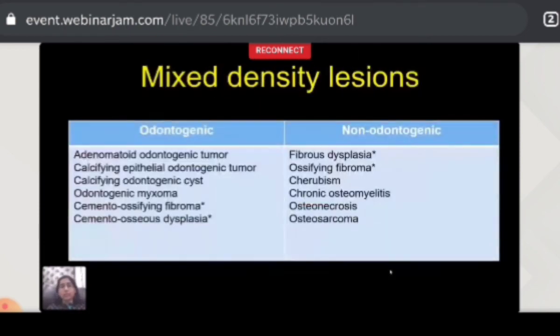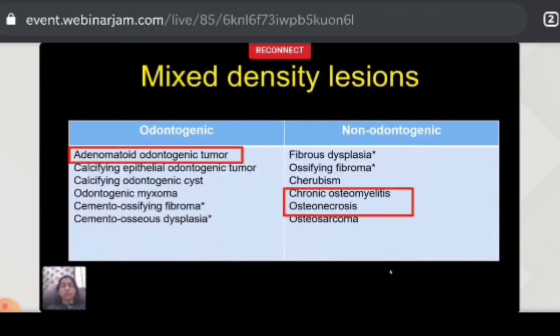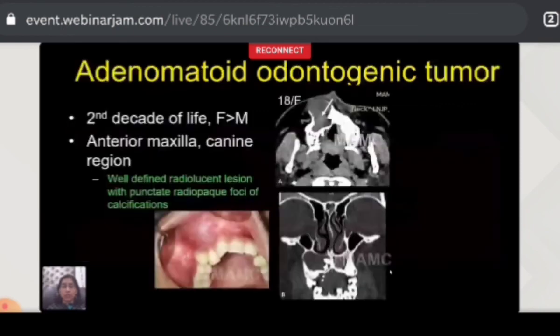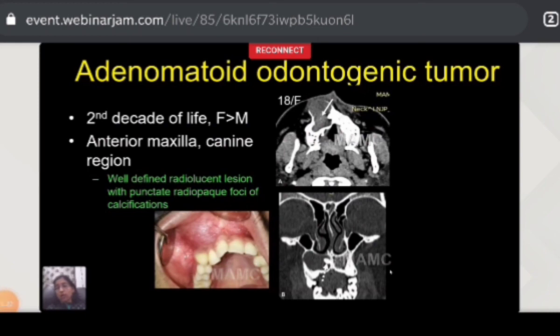Moving to mixed density lesions, again a list of conditions, but in the interest of time, we'll look at a couple of common lesions here. This is a case of an adenomatoid odontogenic tumor. Now you can always say that no, it looks like a dentigerous cyst to me, and I will give it to you because this can very well be the appearance of an odontogenic keratocyst. Nonetheless, there is the involvement of this maxillary canine. This is the typical location of an AOT.